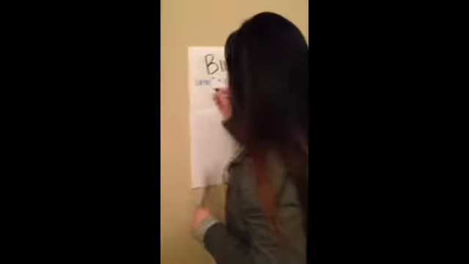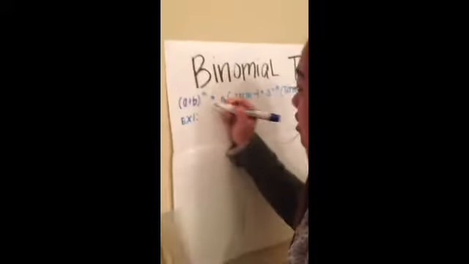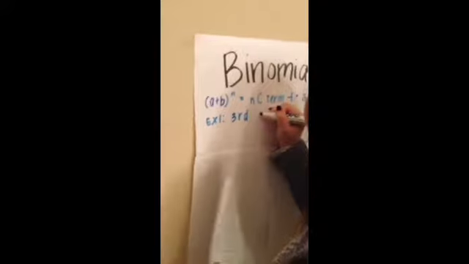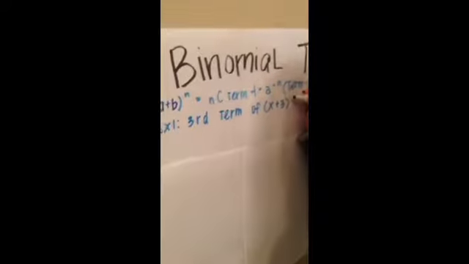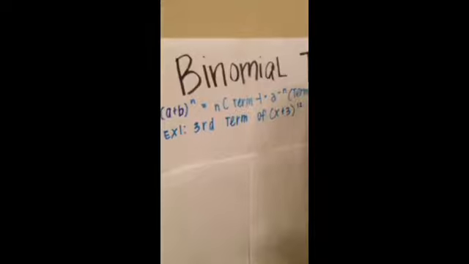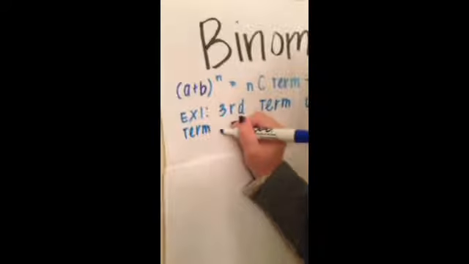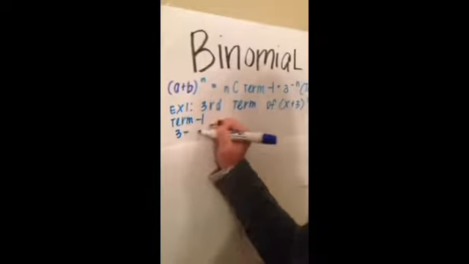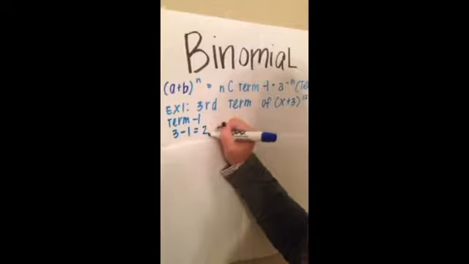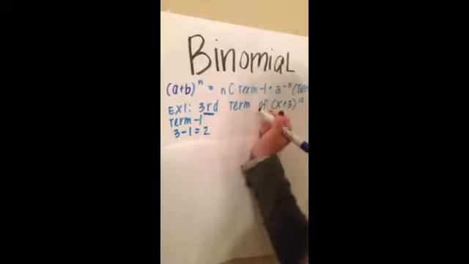So example 1. Let's go with the third term of (x + 3) to the 12th power. So term - 1 is going to be subtracted from 3. So it's going to be 3 minus 1, which equals 2. And I got the 3 from the third term.